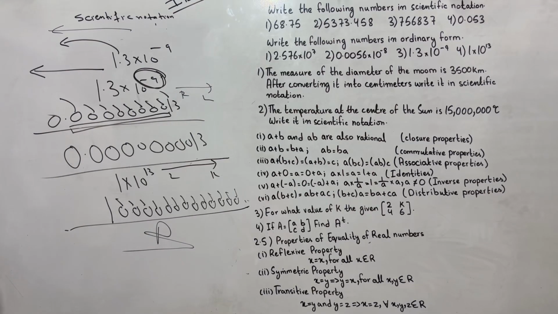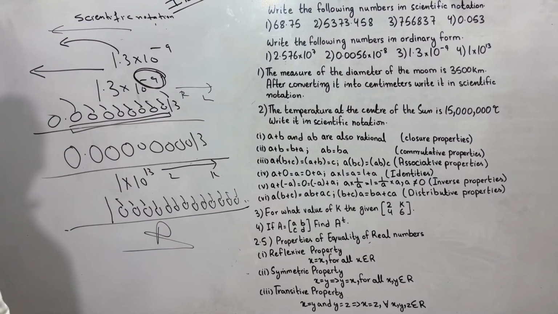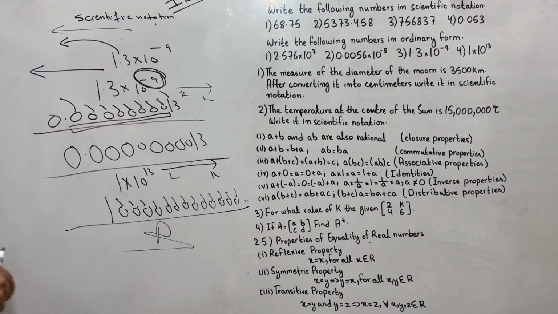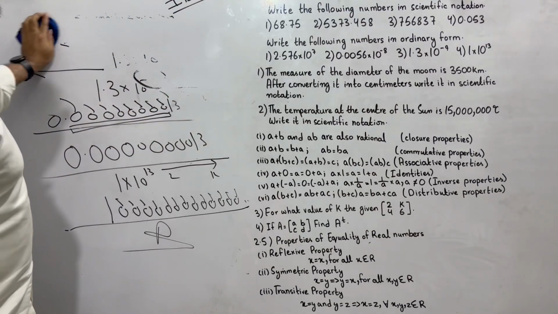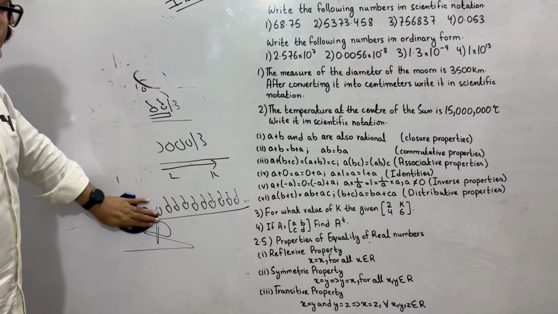Next question, another good question. The measure of the diameter of the moon is 3,500 kilometers. After converting it into centimeters, write it in scientific notation. Let me read this first. 3,500 kilometers, that's the diameter of the moon.